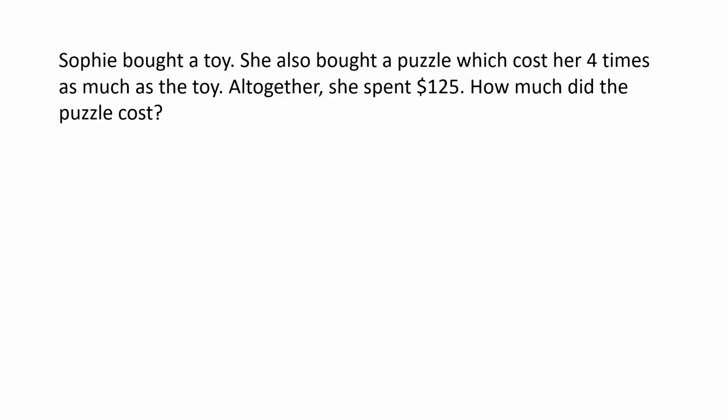All right, here's our second question. Sophie bought a toy. She also bought a puzzle which cost her 4 times as much as a toy. Wow, that's an expensive puzzle. Altogether, she spent $125. How much did the puzzle cost? So again, let's just underline our key information. We know that there's a toy being bought, a puzzle, and the puzzle is 4 times as much as a toy. And together they spent $125.